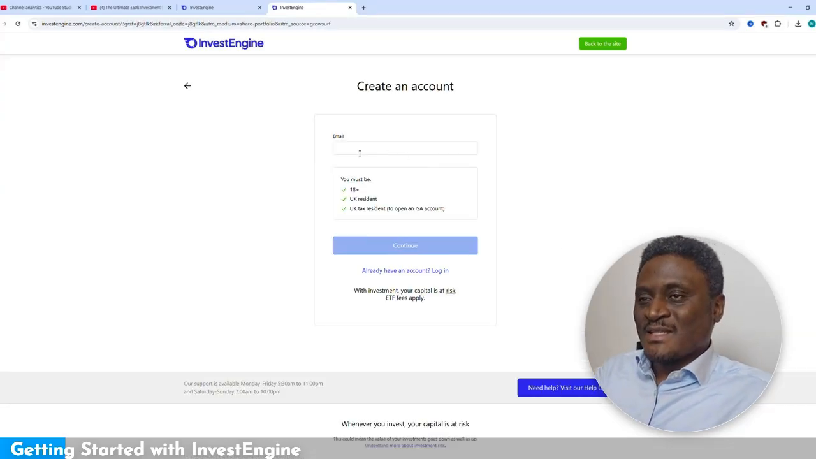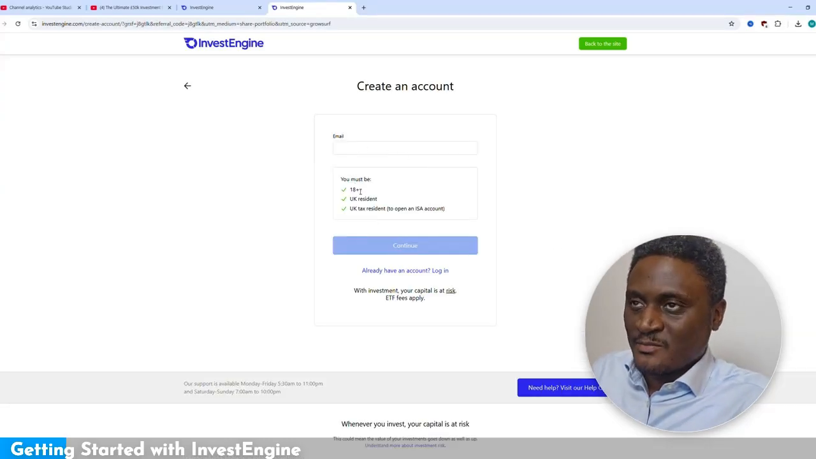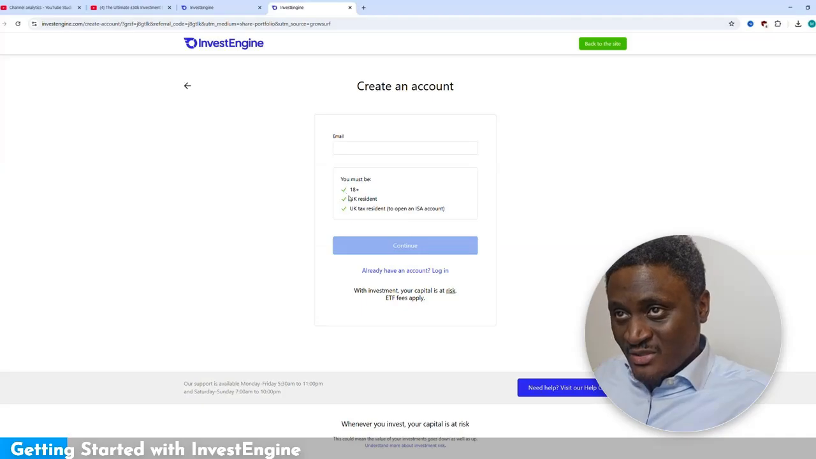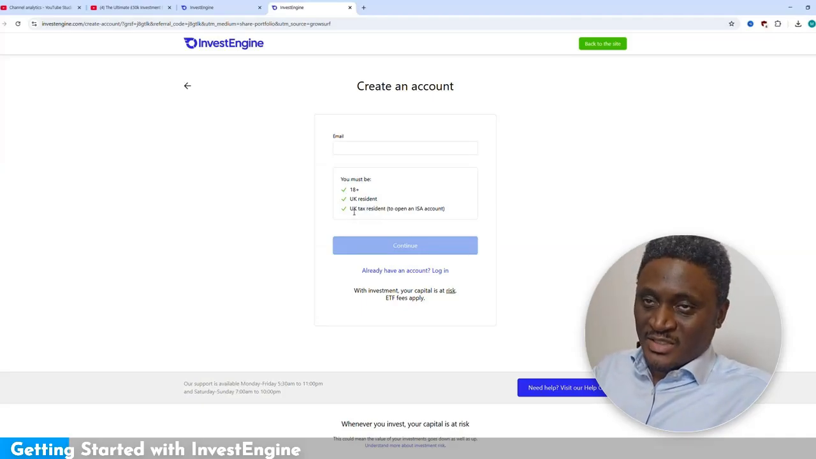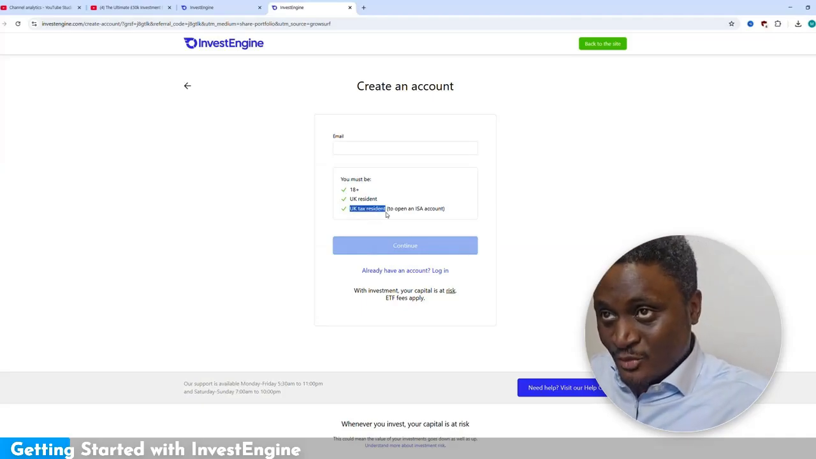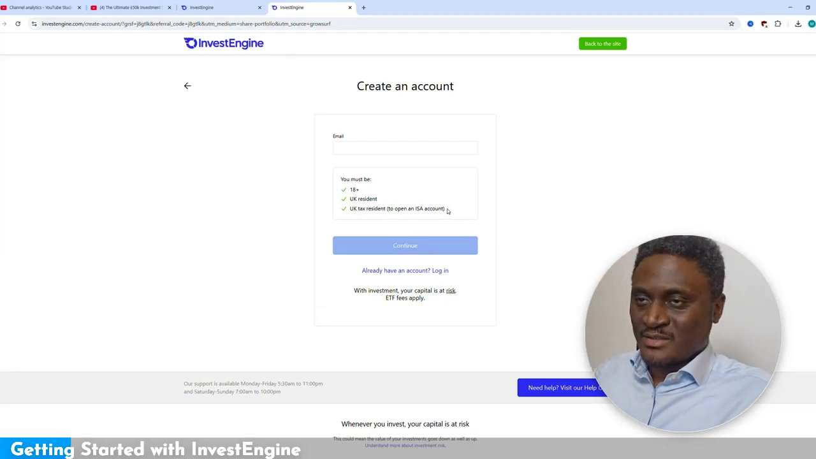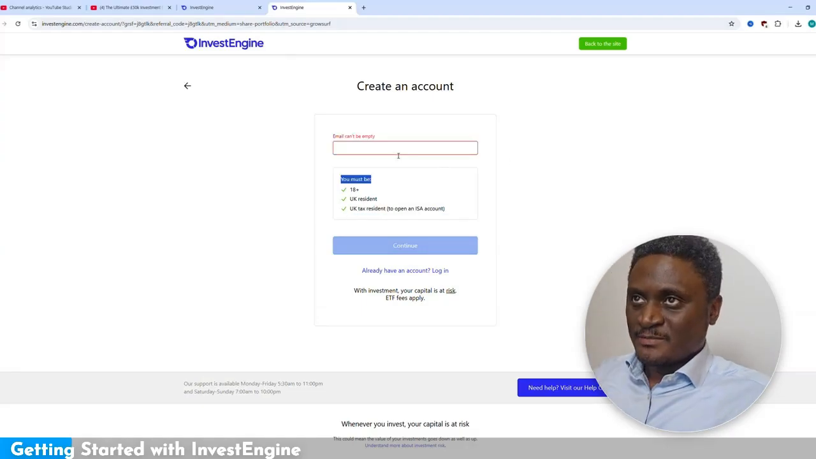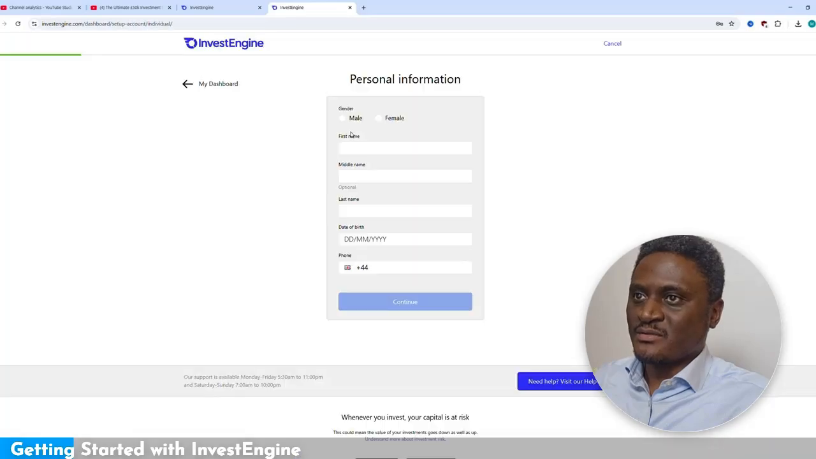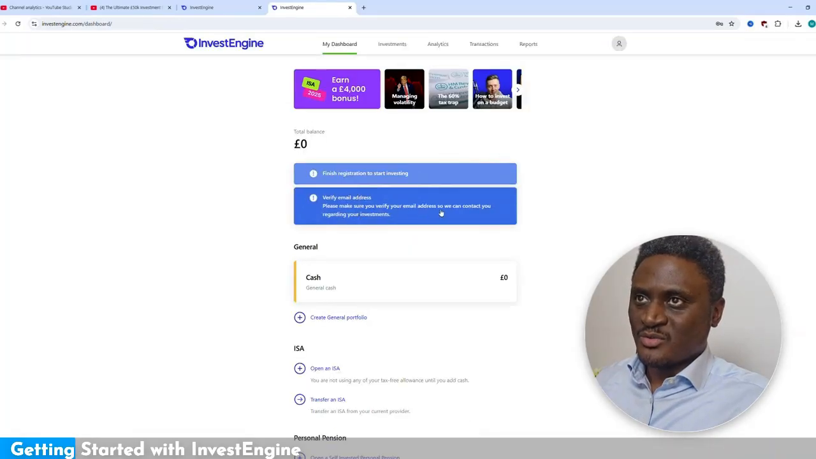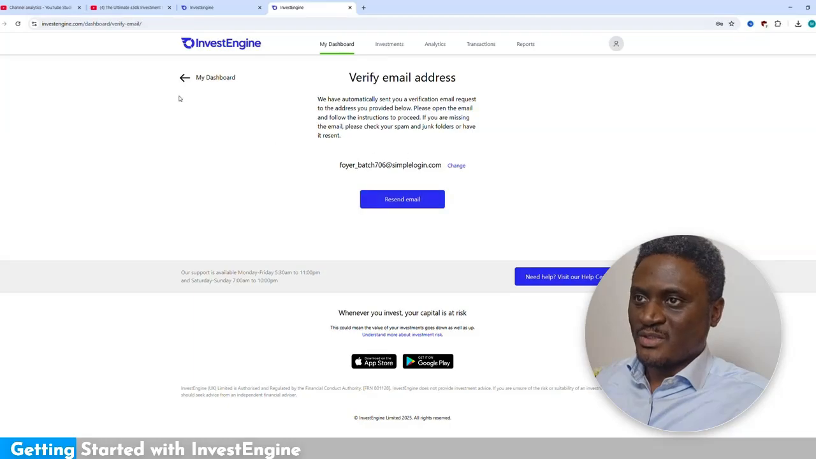So it's asking you, you must be 18. Yeah, we are. You must be a UK resident. And you must be UK tax resident. UK resident, you're living in UK, you have a UK address, and then for you to open an ISA, you must be UK tax resident. So you put your email address. So now you can click on this finish your registration to ask you for all these details, and you can go to your mailbox to verify your email as well.